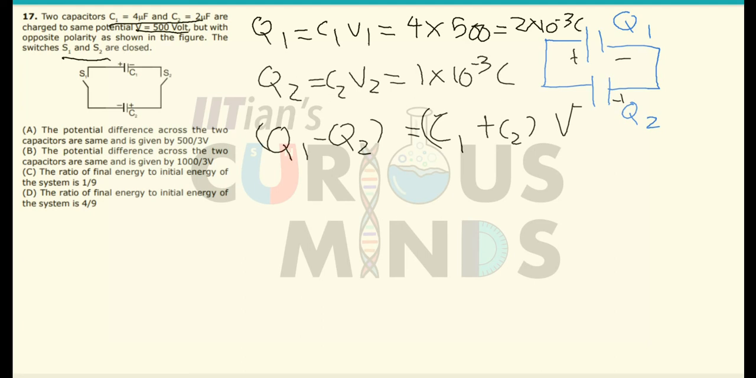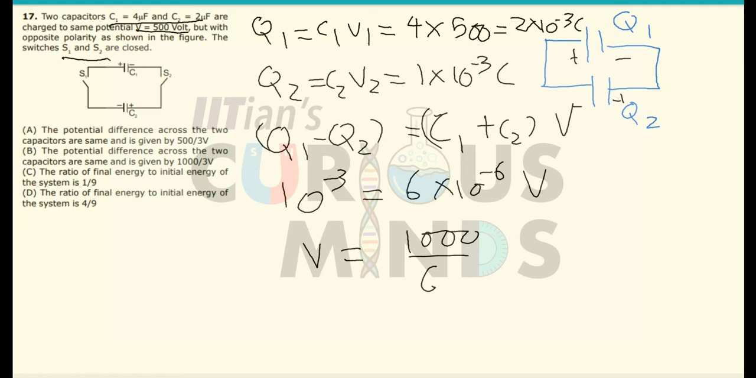Now Q1 minus Q2 will be equal to 2 into 10 raised to minus 3 minus 1 into 10 raised to minus 3, which is 10 raised to minus 3. C1 plus C2 will be equal to 6 into 10 raised to minus 6, which is equal to V. So the total potential over here will be 1000 divided by 6, which is equal to 500 by 3 volt. This is the final common potential attained between them. So option A is correct, option B is incorrect.